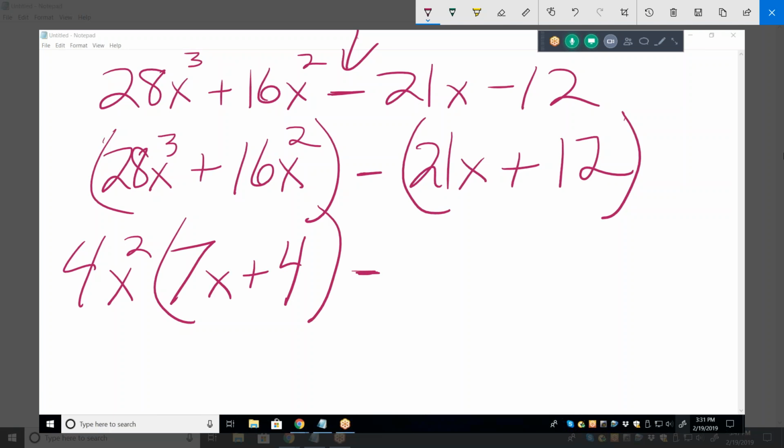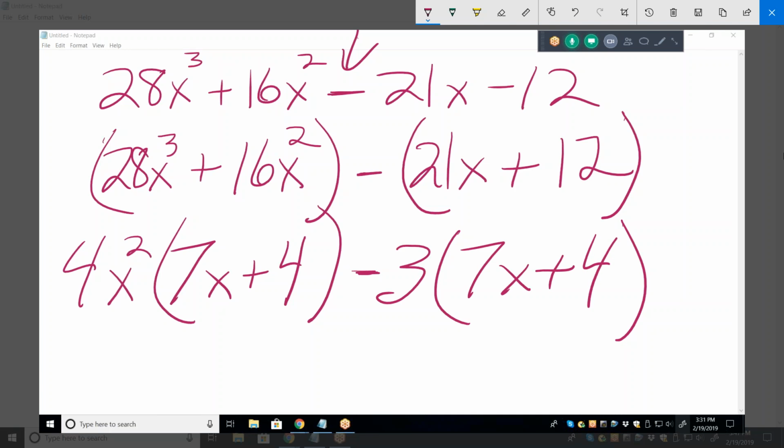Now, one of the keys and clues here is that what's going to be left behind has to be 7x plus 4. So what's the greatest common factor? It would be 3. And then 7x plus 4. In other words, they give you a clue, so you don't have to go through the greatest common factor process again. You know that what's left has to be 7x plus 4.